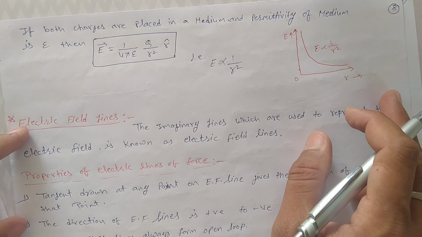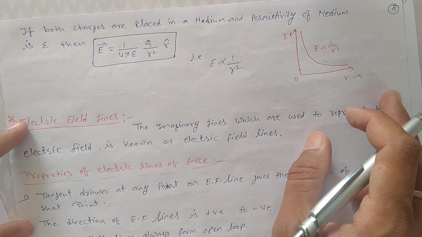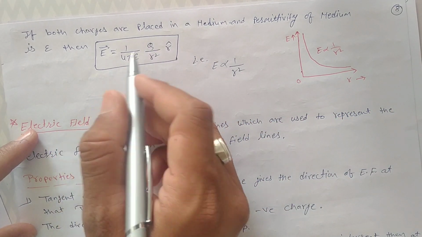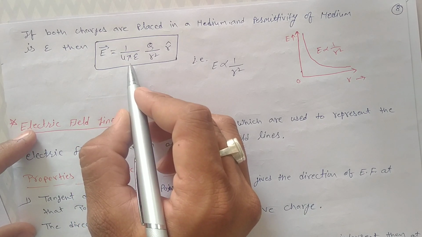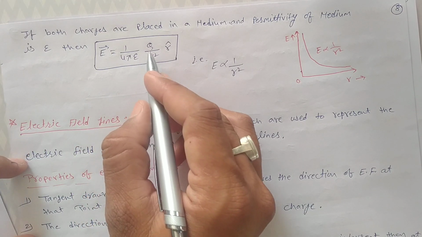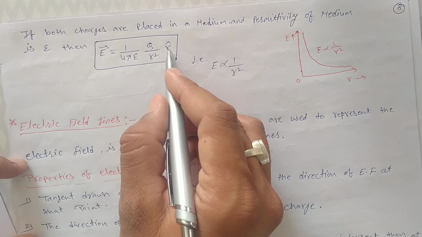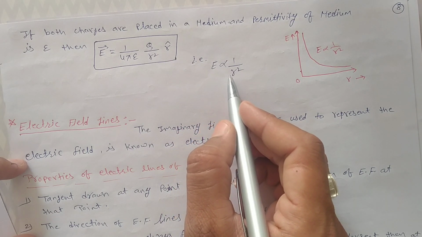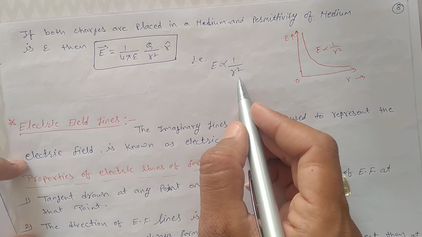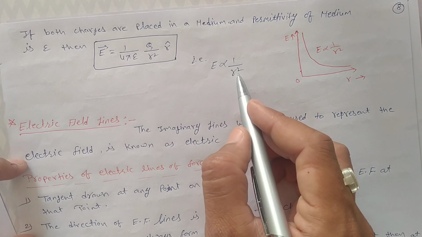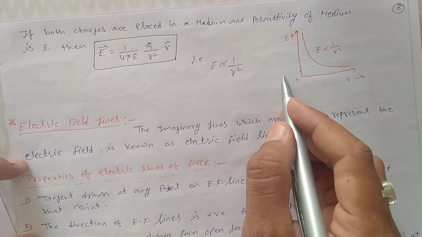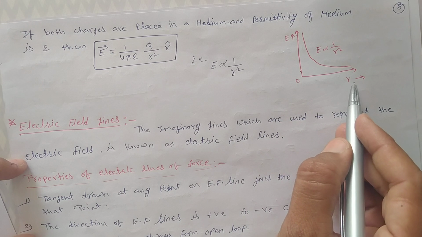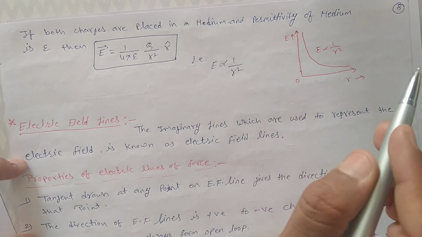If both charges are placed in a medium and the permittivity of the medium is epsilon, then the electric field intensity due to a point charge is E vector equals 1 upon 4 pi epsilon, Q upon R square, R cap. It is clear that electric field intensity is inversely proportional to the square of distance, E inversely proportional to R square. So we can draw a graph between electric field intensity and distance like this.